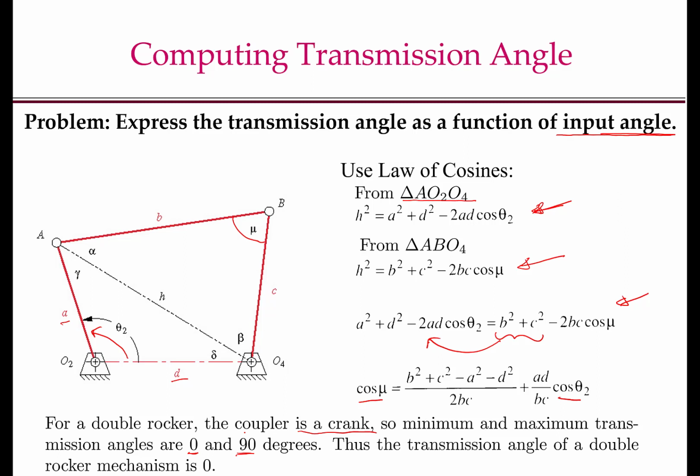So what happens when transmission angles become 0 or very small? Then there is no moment that can move the output link. So the mechanism may get jammed. In other words, the mechanism may not move. Now, we will use this formula to find the transmission angle of a mechanism that is driven by a crank.